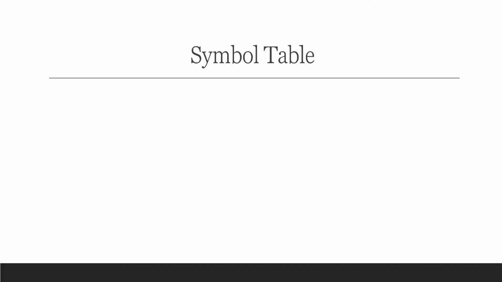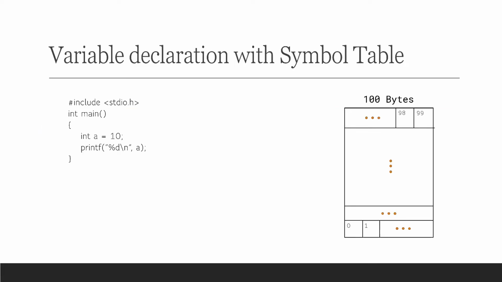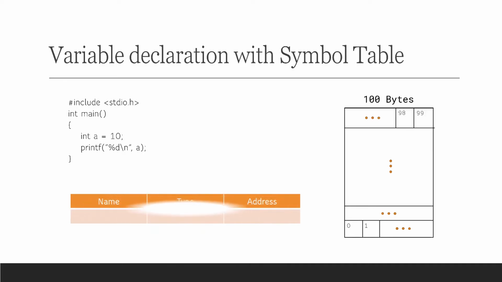It is called symbol table. As the name suggests, it is a table with 3 columns. The columns are name, type and address. Now let's see what happens while executing the same program. Additionally, we have a symbol table this time.